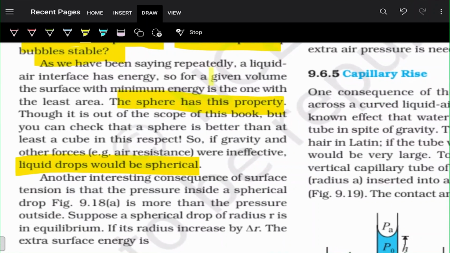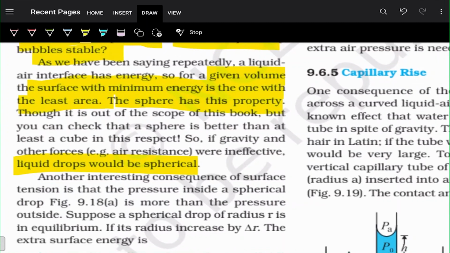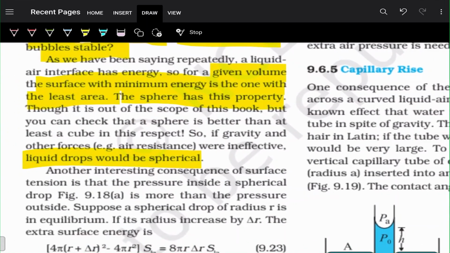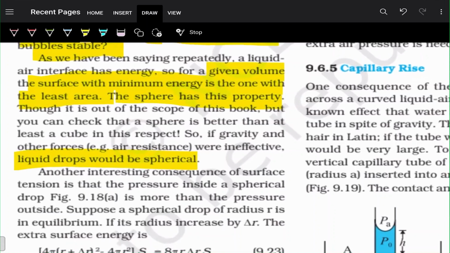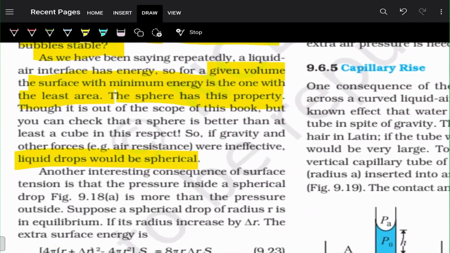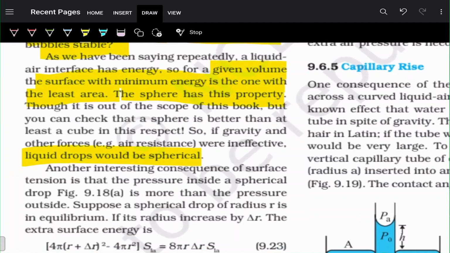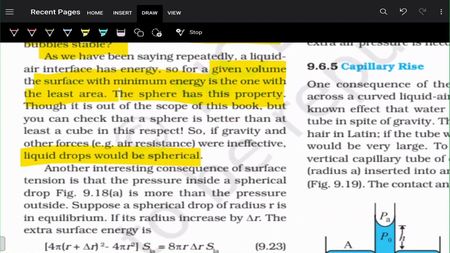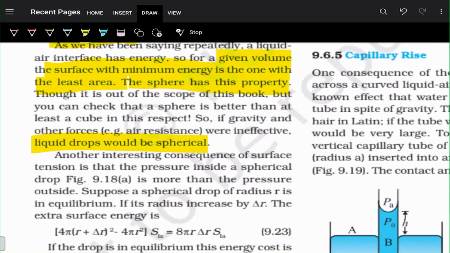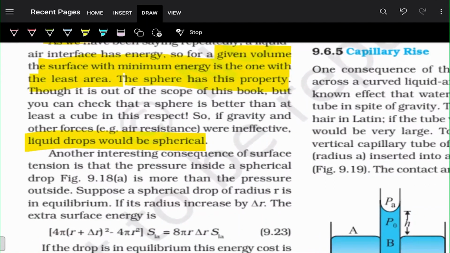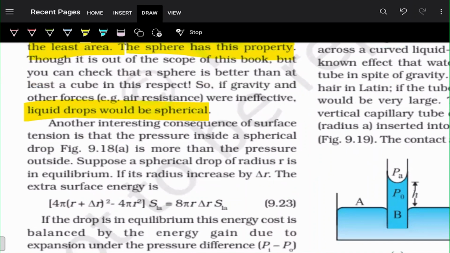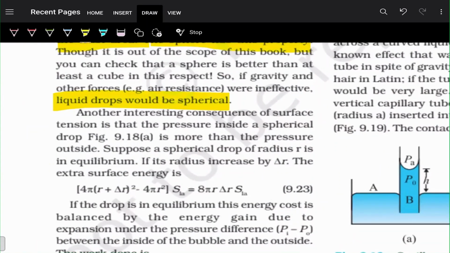For a given volume, the surface with minimum energy is the one with the least area. So minimum energy means least area. And least area is the property of which shape? It is the property of a sphere. So if gravity and other forces such as air resistance were ineffective, liquid drops would be perfectly spherical. Correct. Another interesting consequence of surface tension is that the pressure inside a spherical drop is more than the pressure outside.